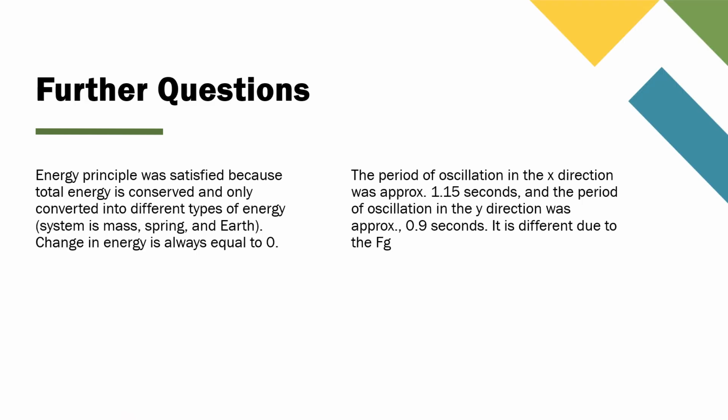First question: yes, the energy principle was satisfied because total energy is conserved and only converted into different types of energy. So here, our system is the spring, the mass, and Earth, and the change in energy is always equal to 0. And then the second question, I found that the period of oscillation in the x direction was approximately 1.15 seconds, and the period of oscillation in the y direction was approximately 0.9 seconds, and this is different due to the force of gravity.